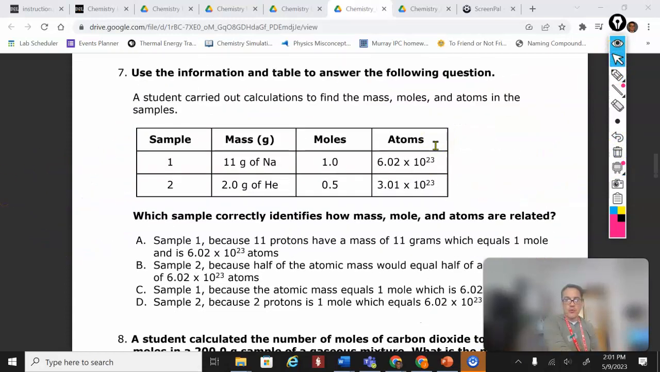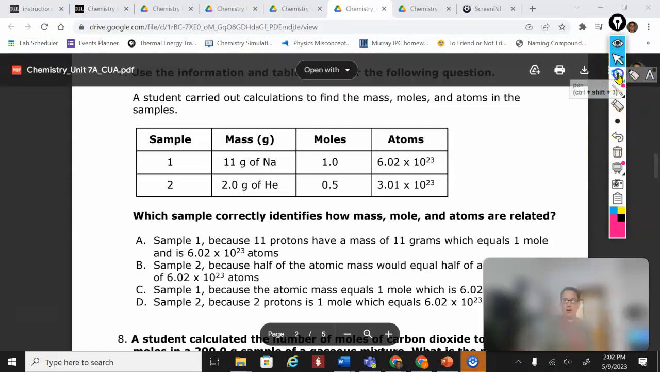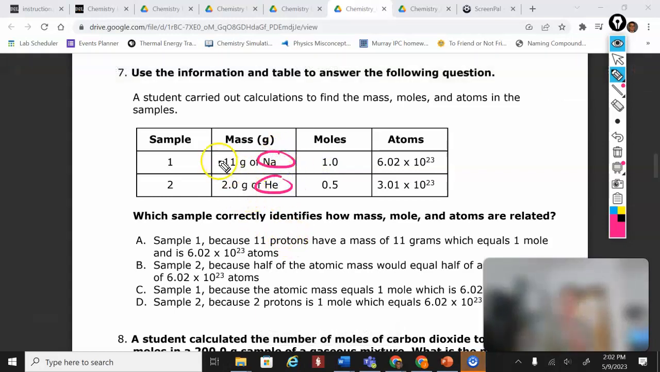Number 7 is a little bit more of a reasoning type of question. It's just asking which sample, 1 or 2, is correct. The main thing we need to figure out here is, on the periodic table, what's the molar mass of each one of these? So sodium is approximately 23. Helium is approximately 4. And so if you had 2 grams of helium, 2 over 4, you'd have 2 grams out of 4 grams. That would be half of a mole, because 1 mole of helium should weigh 4, 1 mole of sodium should weigh about 23.